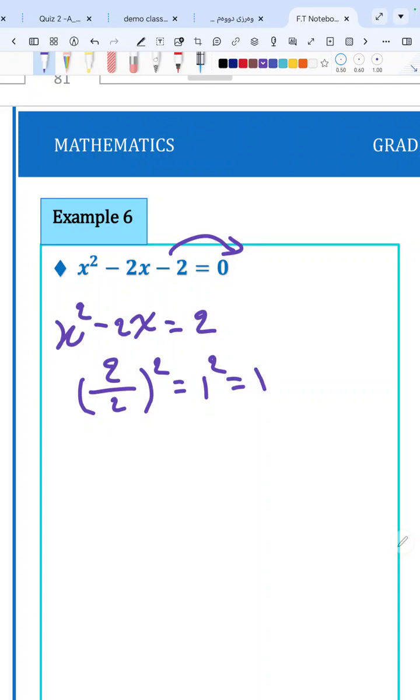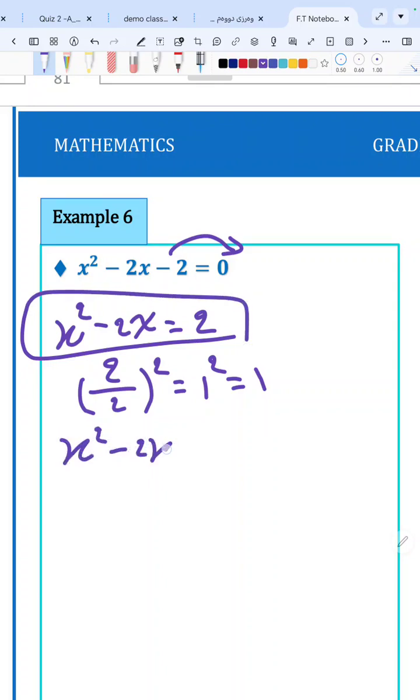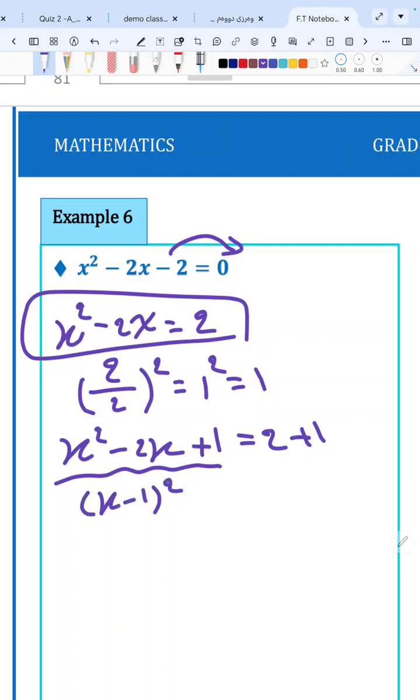Okay, now add 1 to each side of the equation. It will be x power 2 minus 2x plus 1 equals 2 plus 1. Again, this is what? A perfect square trinomial. How can you factorize it? It will be x minus 1 power 2 equals 3.